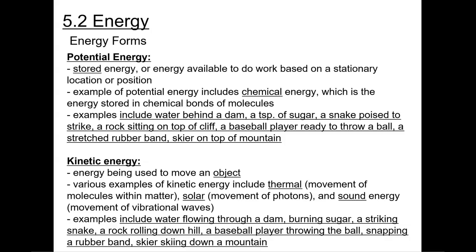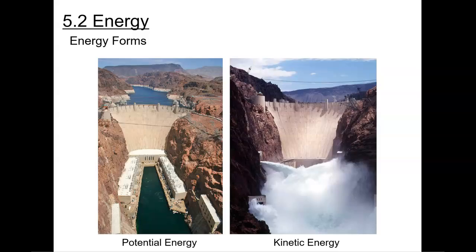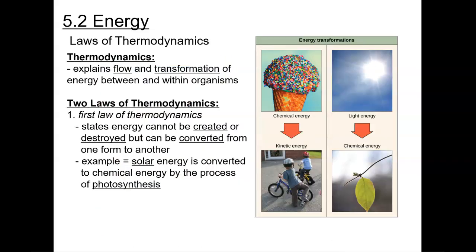You could have water flowing through the dam. That would be kinetic. Burning sugar, striking snake, a rock rolling down the hill, the baseball player throwing the ball and snapping a rubber band, or the skier skiing down the mountain. So you changed all of those from that potential energy over to kinetic energy. First one that you see is potential. The water's behind the dam. Then they open up some of the openings there, and then you see the water actually flowing. That's going to be your kinetic energy.